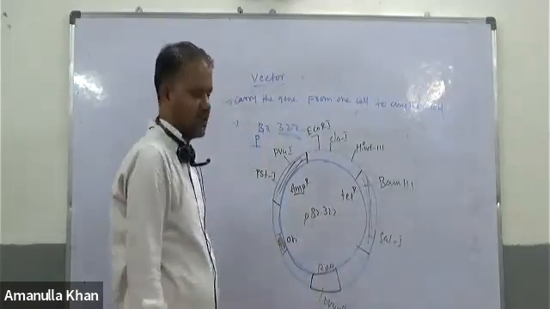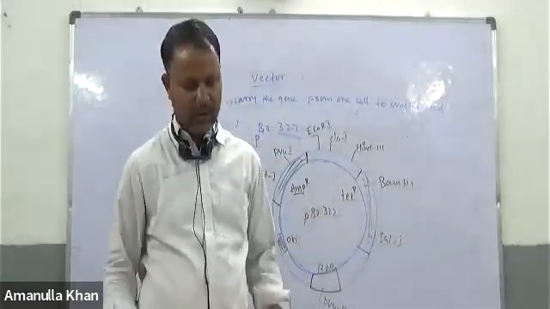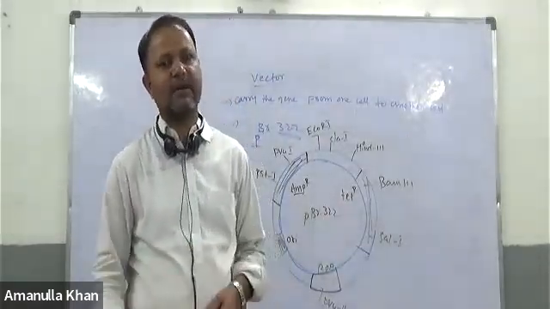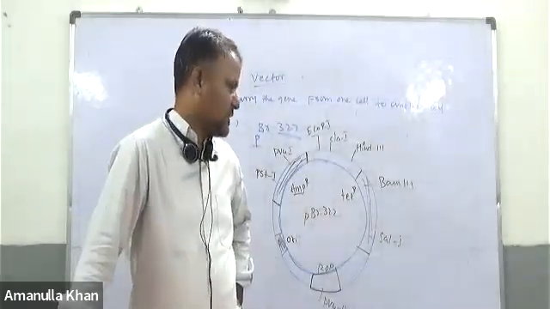Now, we just discussed the features of a plasmid. The first one is the origin of replication. The second one is the selectable marker. The third one is the cloning sites. Now we discuss these.